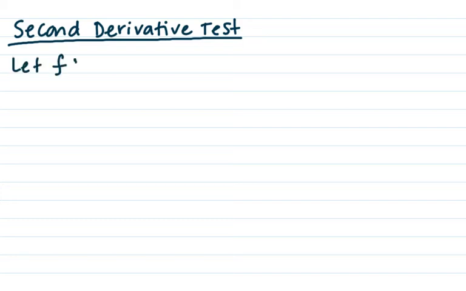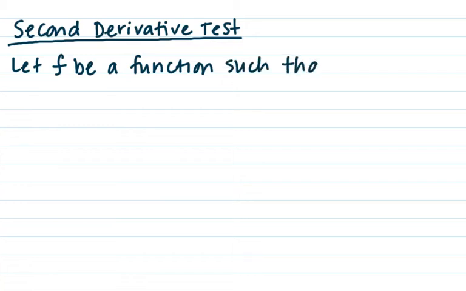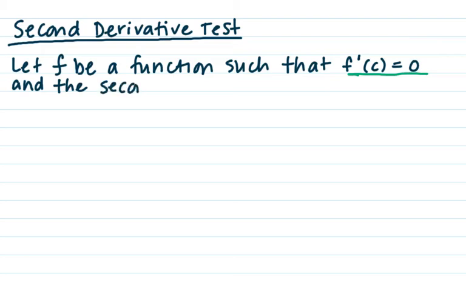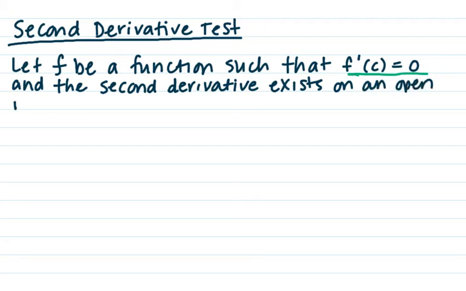So let f be a function such that, and remember, we were talking about a c value, like some special x value, so such that f prime of c equals 0 with the first derivative. And it's not 0 or undefined in this case, it is specifically that it equals 0. And the second derivative exists on an open interval containing that x value. Okay, so that's kind of like the part that has to happen before we can even do anything with the second derivative.